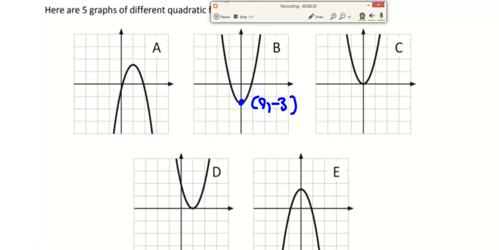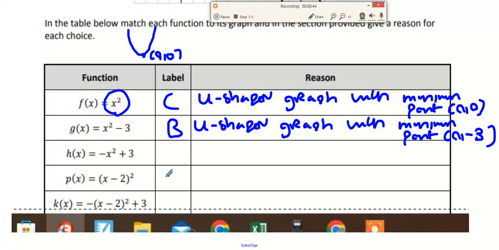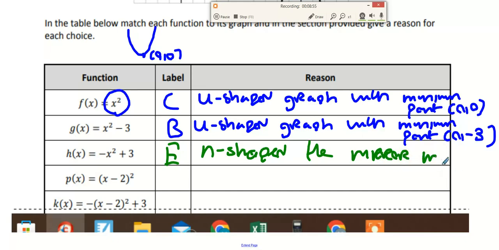E. See, yeah, but look. Do you see those two green lines? They're the same distance. It's also the same width. So it's got to be E. And the reason being, N-shaped graph, their mirror image. What does mirror image mean? Mirror image flipped of B.